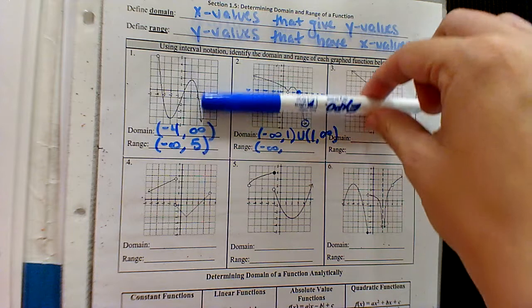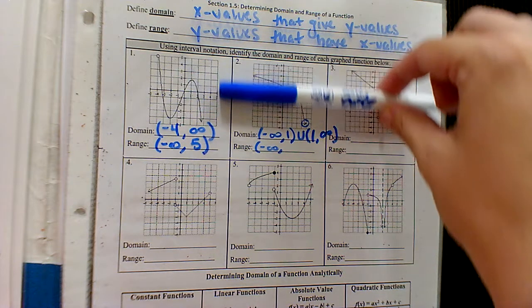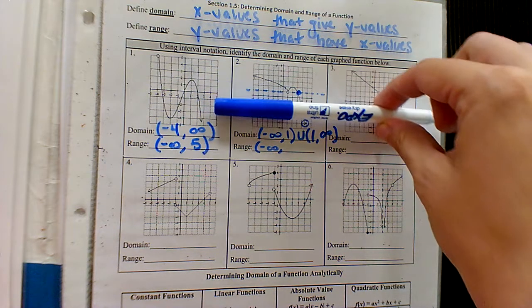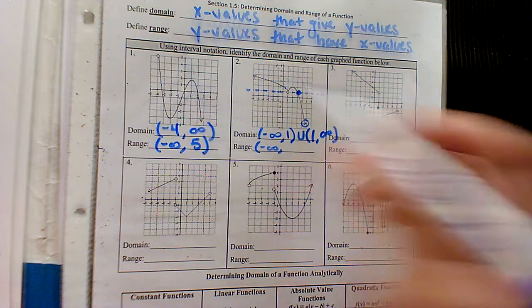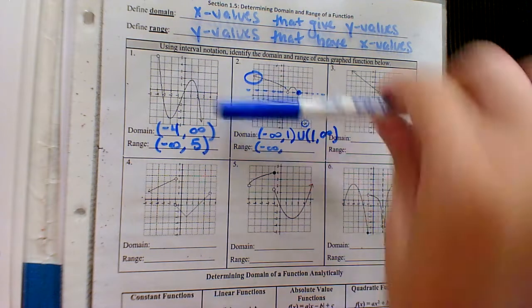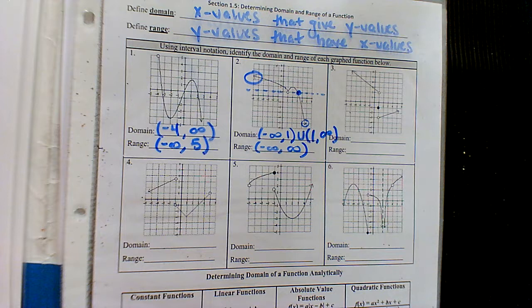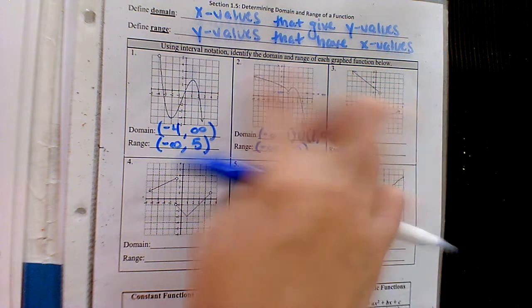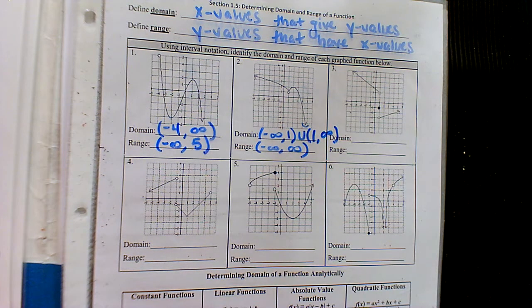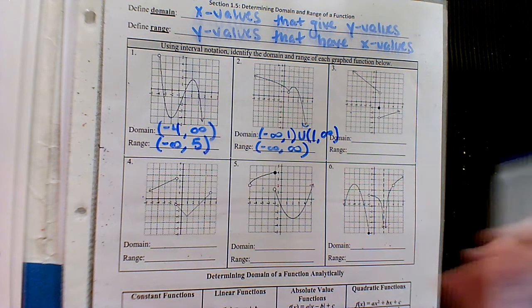So we can continue to drag our pencil. We do not have to skip over that spot. If we continue to drag, we'll eventually encounter another arrow. So that's going to go up forever. So positive infinity. How do we do on number 2? Good? Okay, let's check out 3.